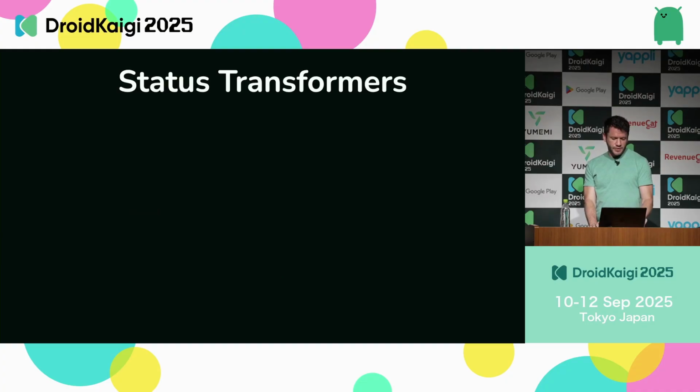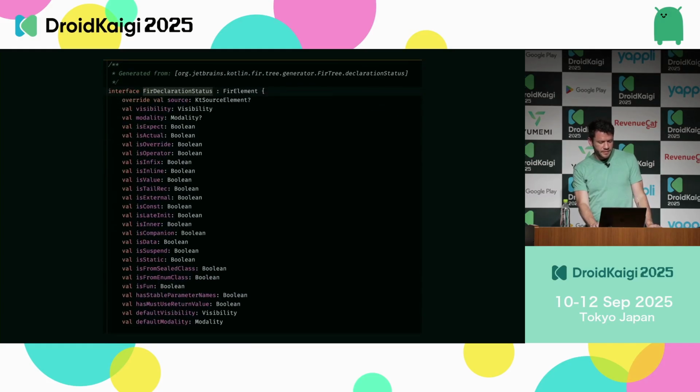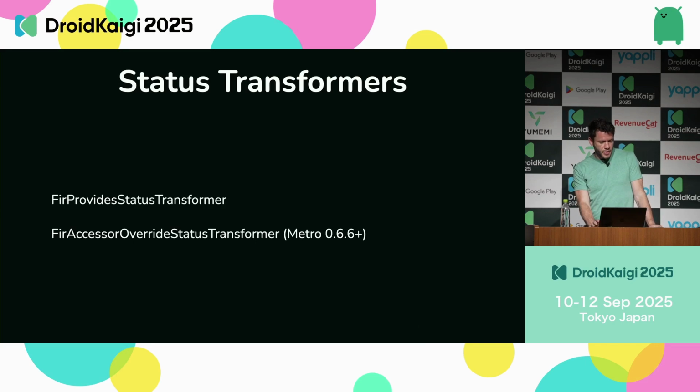Finally, we have status transformers. Status, as a concept in Kotlin, is this batch of modifiers in a declaration. It also includes modality, think open, final, sealed, and visibility. Metro has two. The first transforms providers to always be private, allowing you to write them without a visibility modifier, but transforming them to be private at compile time. The second adds an override modifier as necessary to an accessor if a contributed supertype has a matching accessor.